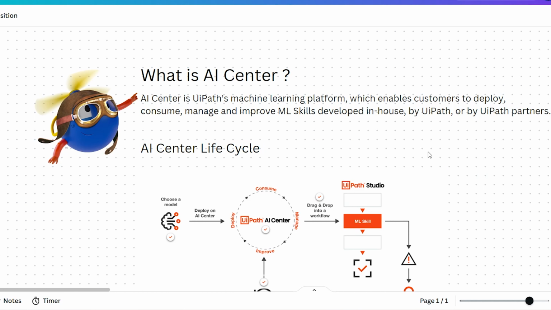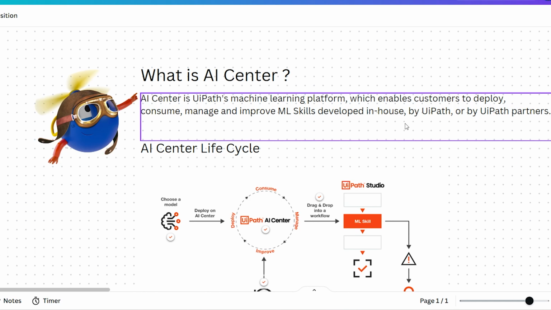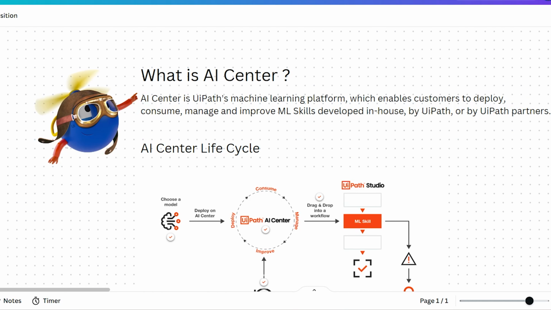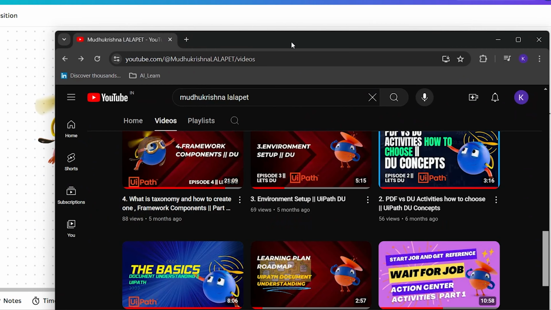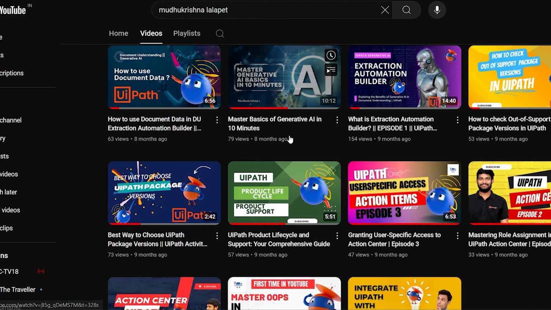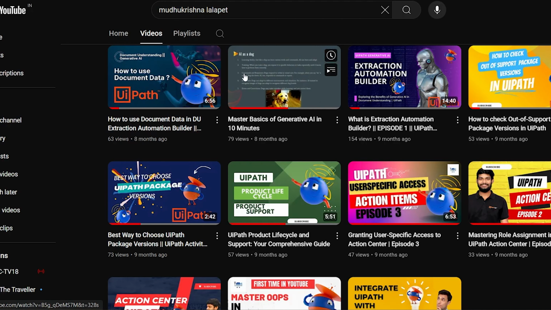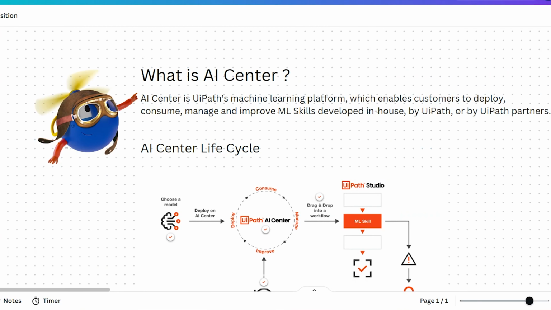Before getting into the topic, it is important to understand the basics of AI and ML. I've already made a video on what is AI and what is ML, the complete category. You can just go through my channel and find a video called Master Basics of Generative AI in 10 minutes. Here I explained AI in detail with simple examples. It will be very useful to understand what is artificial intelligence and machine learning. So please go through this video first, so that you'll understand the basics of AI and ML, and then we can continue with AI Center.